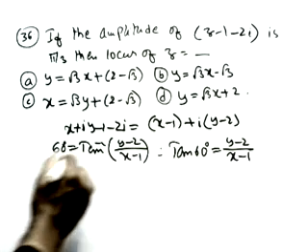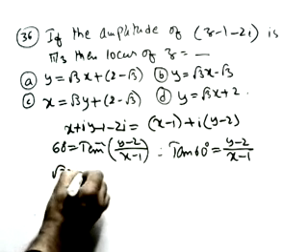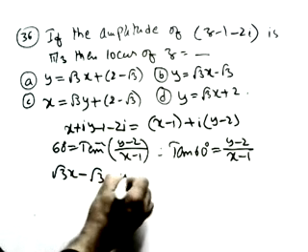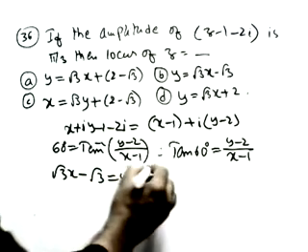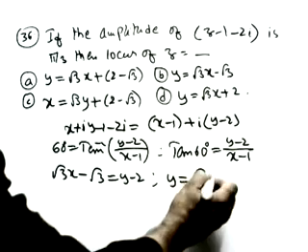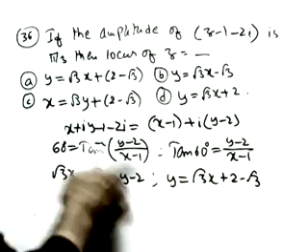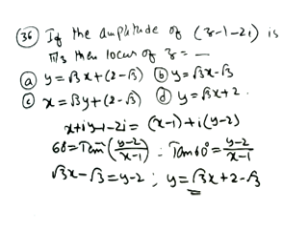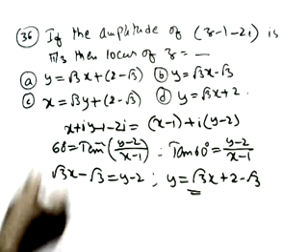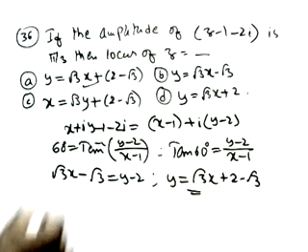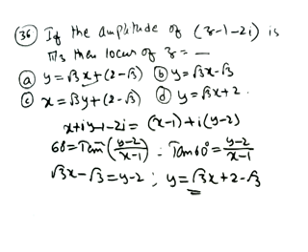Tan 60 is root 3. Now cross multiply this one. Root 3 into x is root 3x minus root 3 equals y minus 2. Bring this 2 to the other side. y equals root 3x plus 2 minus root 3. So which is the answer? y equals root 3x plus 2 minus root 3 is the answer.